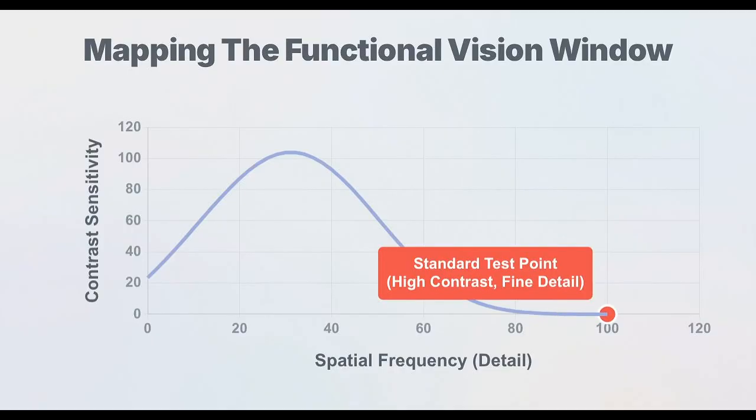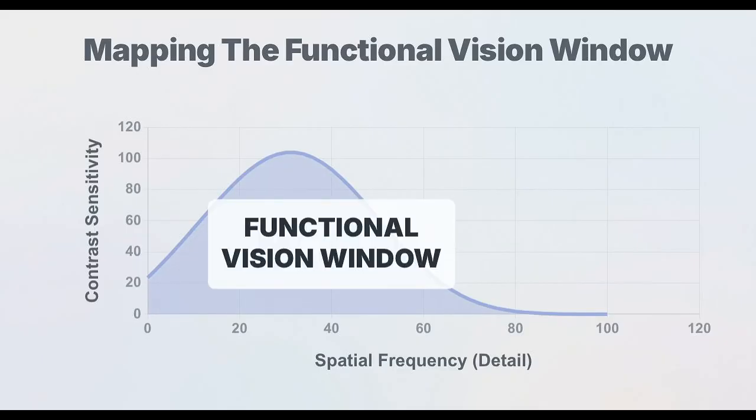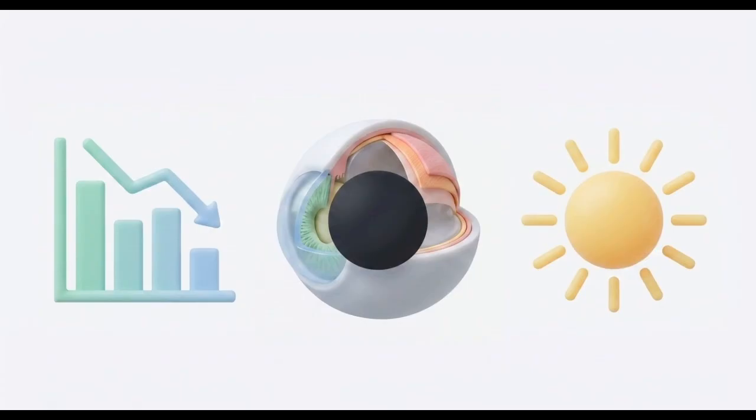A high-contrast Snellen chart only tests visual acuity at maximum contrast and high spatial frequency, isolating a single extreme data point on this curve. To understand how a low-vision patient actually processes real-world environments, faint edges, shadows, and low-contrast obstacles, we have to map the entirety of this functional vision window. Standard refraction is inadequate for low vision. The clinical exam must be structurally adapted to measure contrast slopes, map scotomas against unsteady fixation, and quantify glare sensitivity.